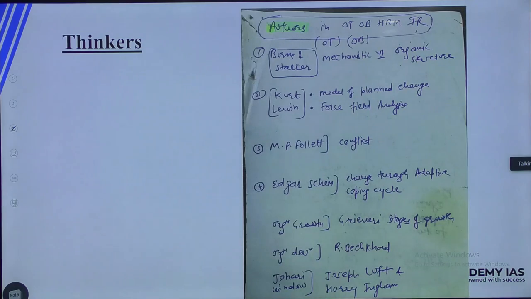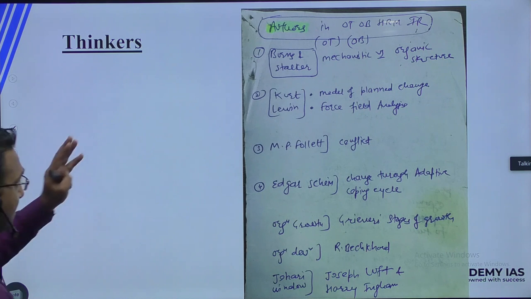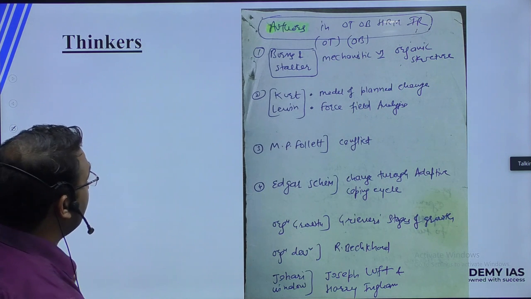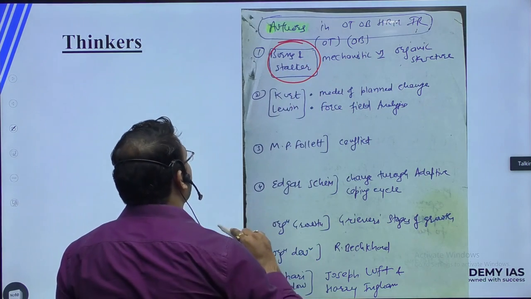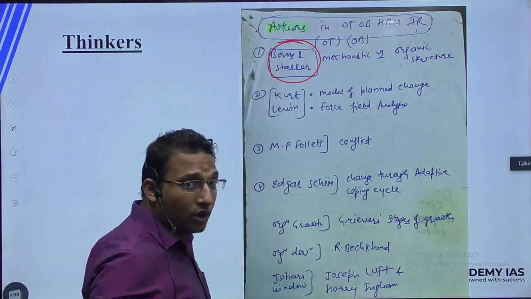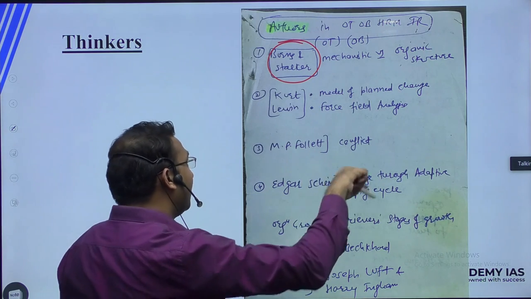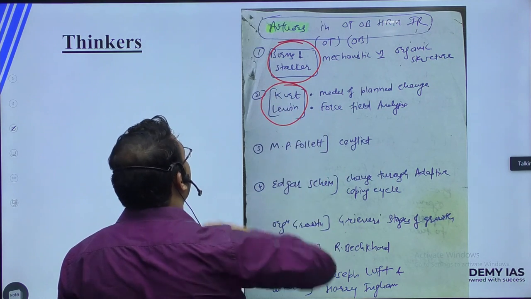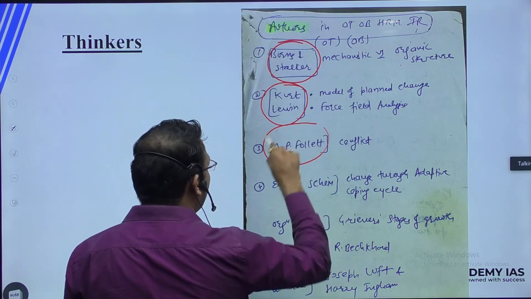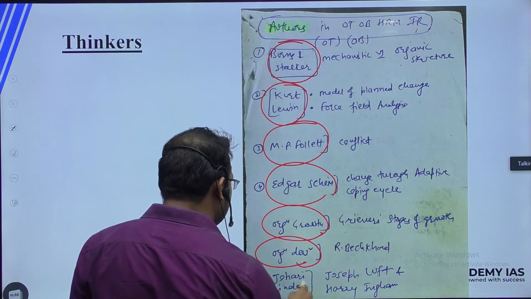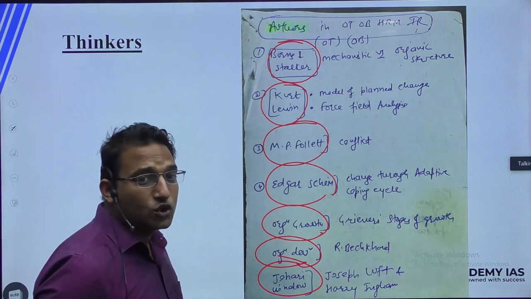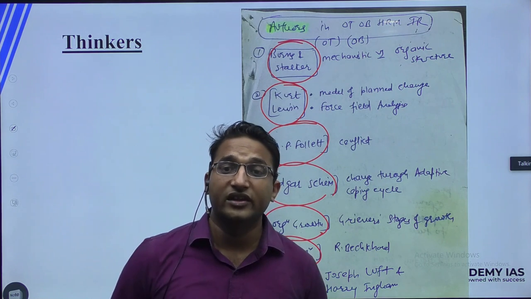Next is thinkers. Like I told you, these kinds of notes you should prepare where you are writing what exactly is the name of the author, because you might be asked in the exam hall. So before the exam, you have to prepare these kinds of notes. These notes I prepared for myself when I was a student. Name of the person and the concept on which they have given the definition. You can see. On every concept, you should know which person has given this definition.